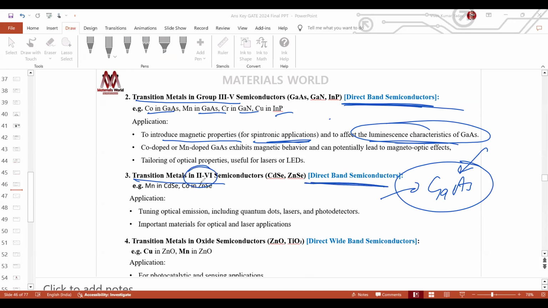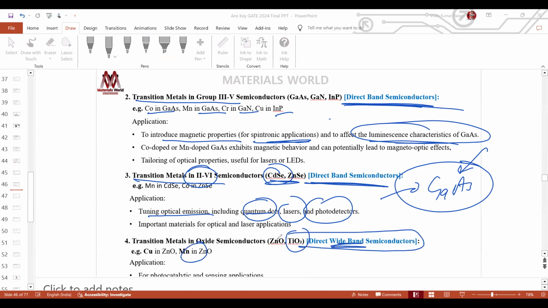Transition metals can also be doped in other direct band gap semiconductors from the second and sixth groups, such as CdS, ZnSe, zinc selenide, or cadmium selenide. You can also tune the optical emission, for example in quantum dot lasers and photodetectors. These are the applications. Then there are direct wide band gap semiconductors like zinc oxide and titanium oxide, used in sensing or photocatalytic applications. There also you can dope transition metals.